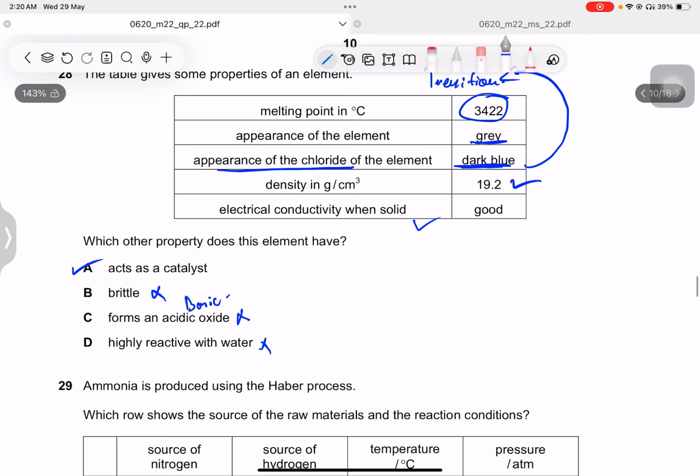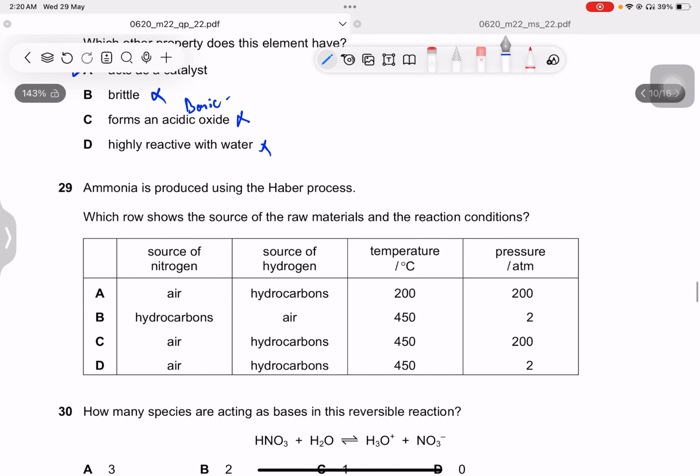Next, it acts as a catalyst. Yes, that is true. Ammonia is produced using the Haber process, which shows the source of the raw materials and the reaction conditions. So this is also pure recall.